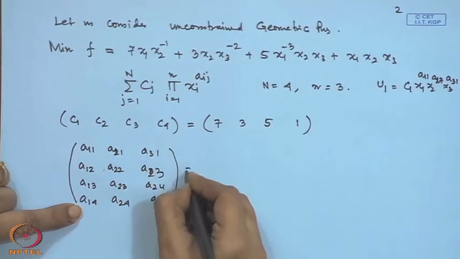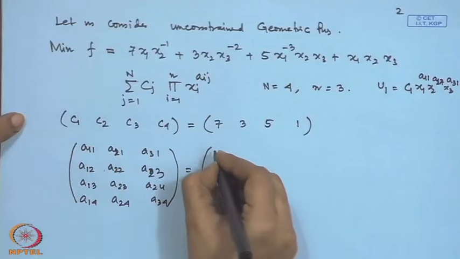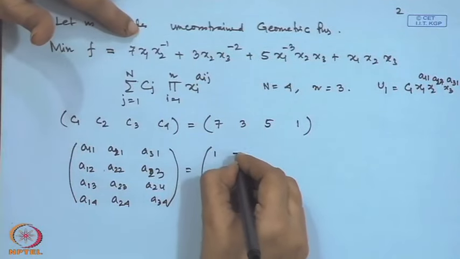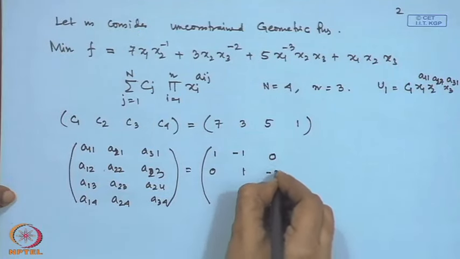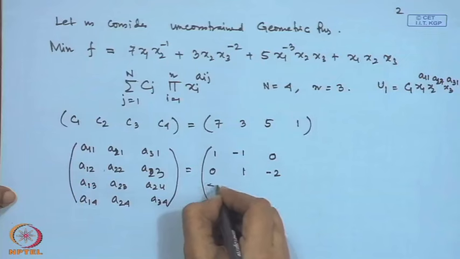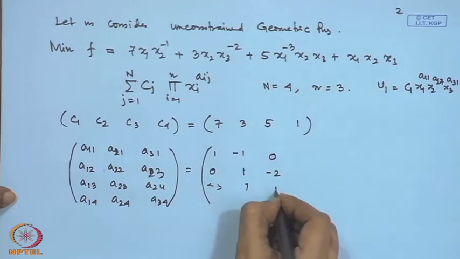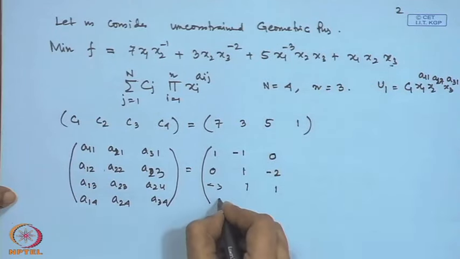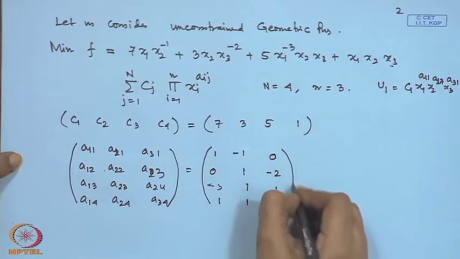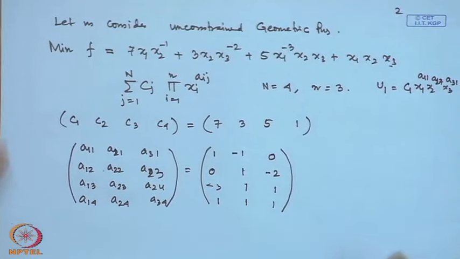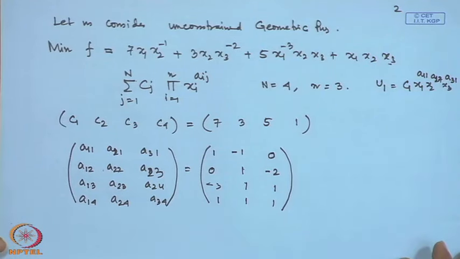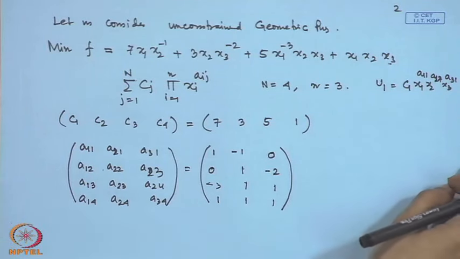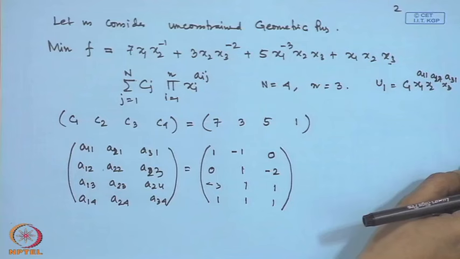If we consider all the coefficients together, we can put them in matrix notation: a11 as 1, minus 1, 0, 0, 1, minus 2, here minus 3, 1, 1, and the coefficients here 1, 1, 1. Now, this is about the polynomial in the objective function. We did not consider the constraints. You can imagine that if we include the constraints, how complex the problem would be, and it would be difficult to handle the situation.